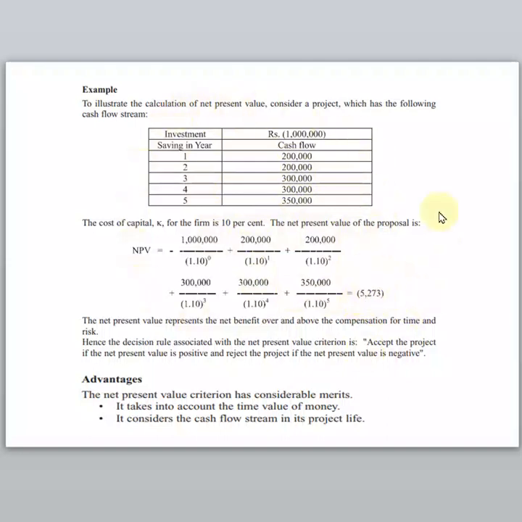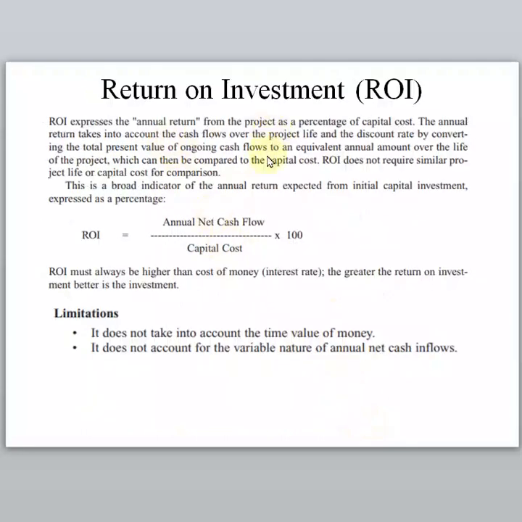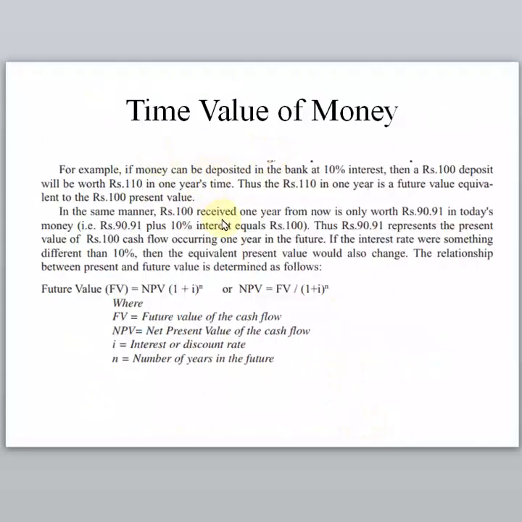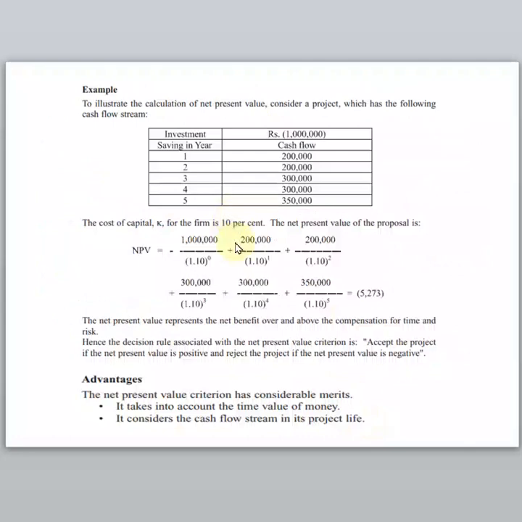This is a kind of indicator of what to accept and what not to accept. The main advantage is that it takes into account the time value of money, which is very important. It takes present and future value of money. It also considers the cash flow stream over the project life, so it considers the variation of cash flow. In the case of return on investment and simple payback period, cash flow was not a concern, but here net present value considers the cash flow stream over the project life.